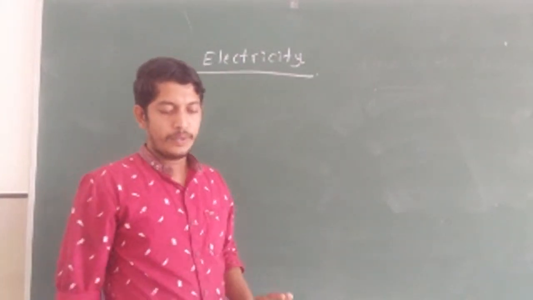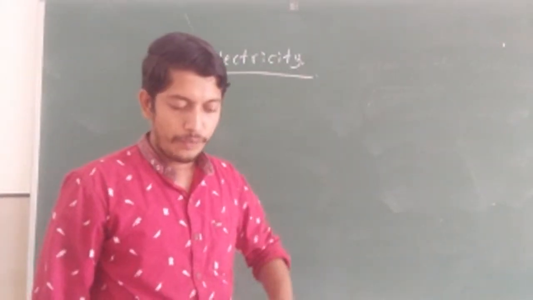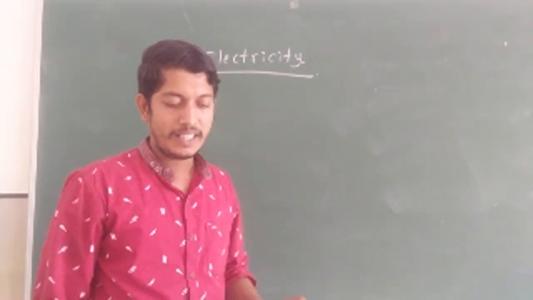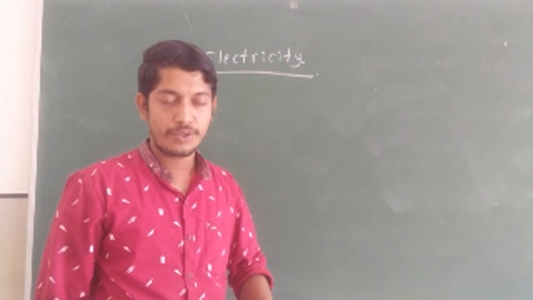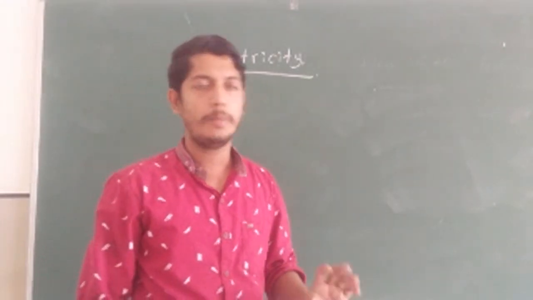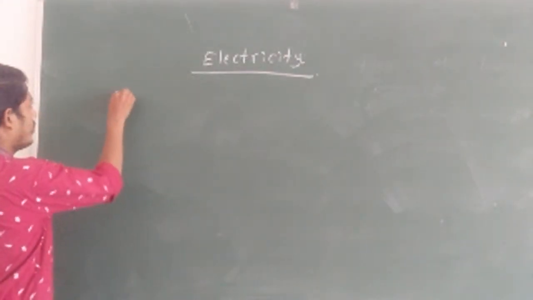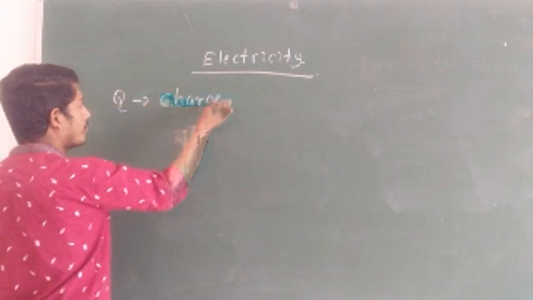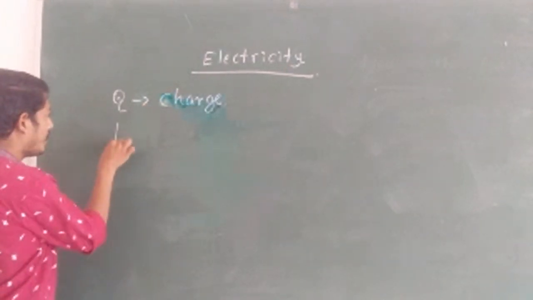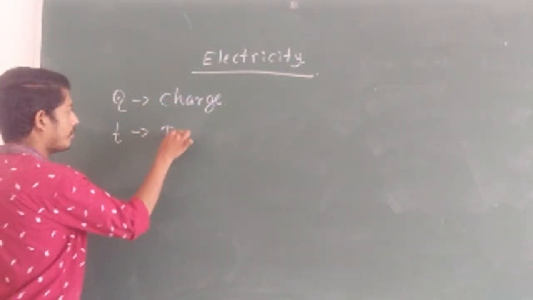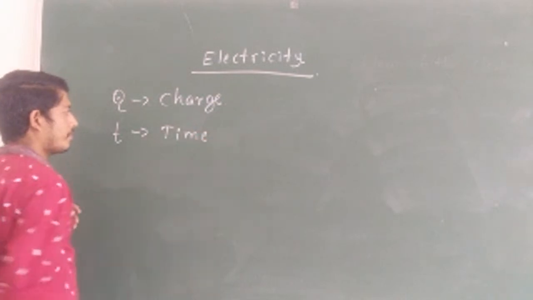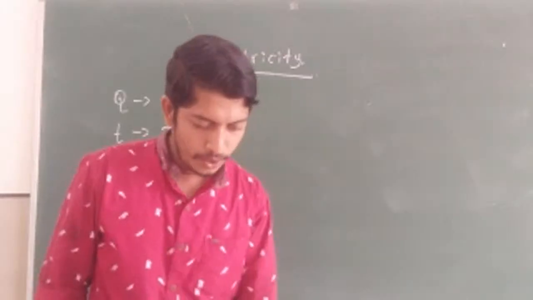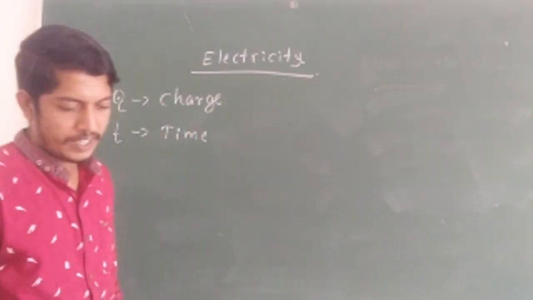In the first line it is given that if a net charge Q flows across any cross section of a conductor in time t, then the current I through the cross section is I equals Q by t. So here we consider Q is the charge and t is the time.